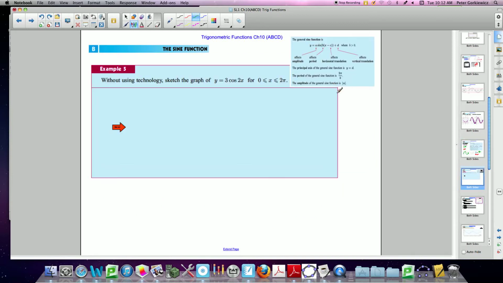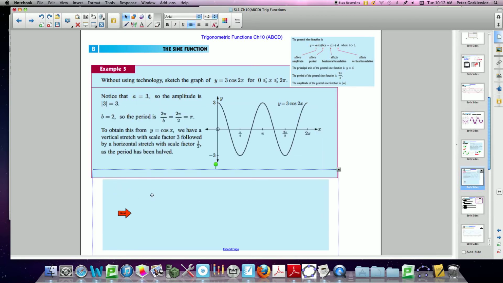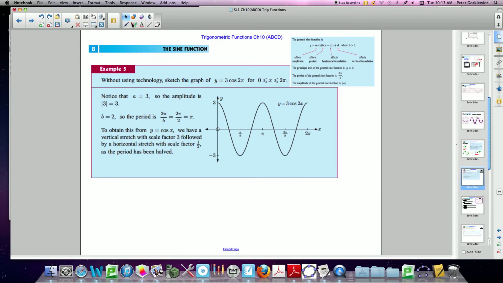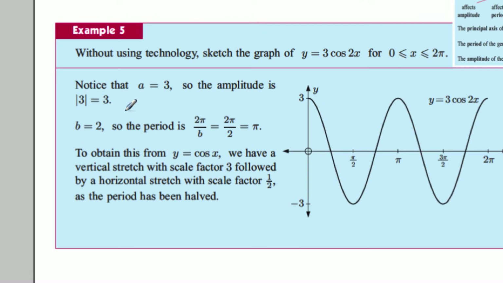So let's move on. Let's try to keep cruising through. So without tech, sketch the graph of this. Well, I know that it's got an amplitude of 3 and its b value is 2. So we know a couple of things. And I guess we'll just show you the graph and describe it. This is the same sort of thing that's going on before. Amplitude is 3, we know from here. So it's got to go from positive 3 to negative 3. That's its whole range.